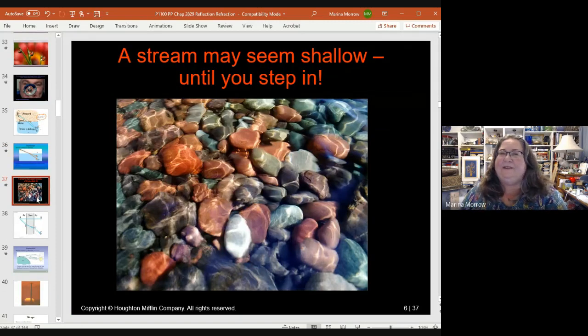And so this is why if you step into a stream, which has nice clear water, you may think it's shallower than it is. Okay, so you think, oh, it's just a few inches deep, and then your foot plunges down a foot into the water. So yes, you can be deceived by the water. It raises things up and makes them look larger because it raises them up.